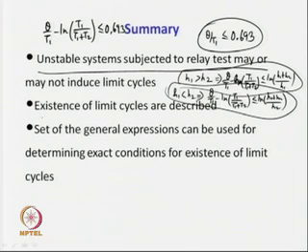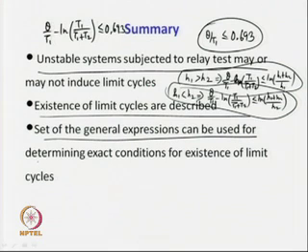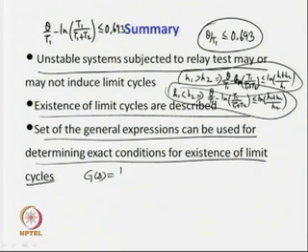So, we have described in detail the analytical expressions that give us the inequalities that are to be met to induce limit cycle outputs. Now, this set of general expressions can be used for determining exact conditions for existence of limit cycle. What I mean by this? I have considered only a few typical cases where G(s) is assumed to be of the form k e to the power minus theta s upon (T1 s minus 1)(T2 s plus 1).